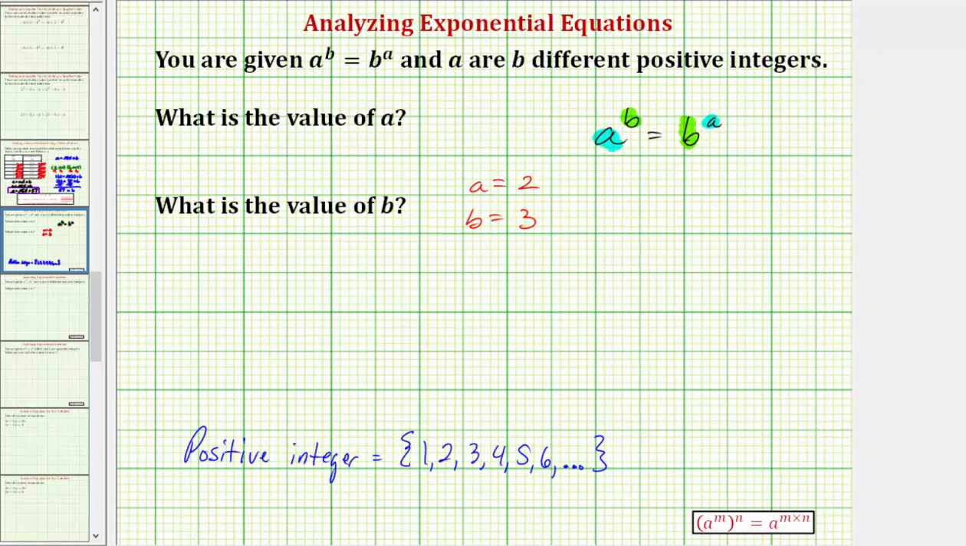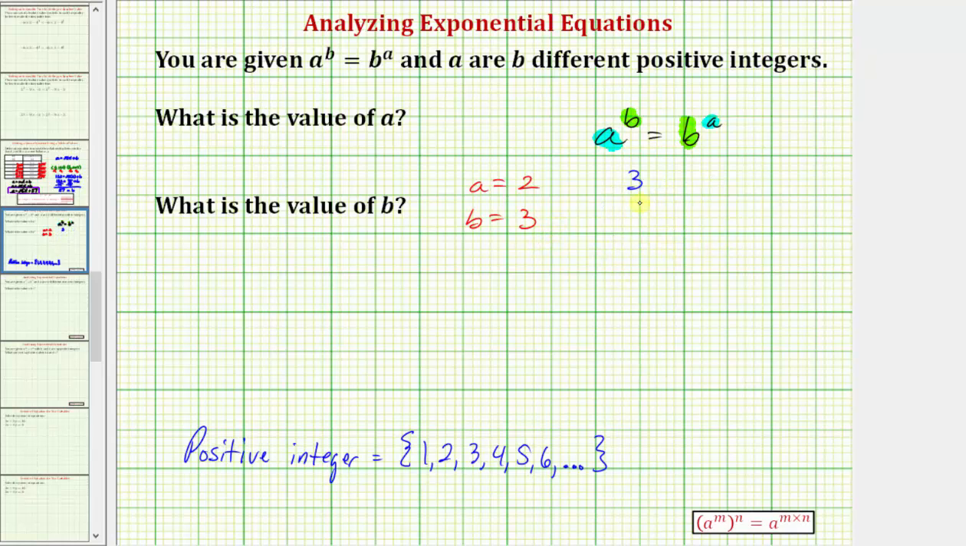So if a equals 2 and b equals 3, we'd have the equation 2 to the third equals 3 to the second, which again is also not true. 2 to the third is equal to 8. 8 does not equal 3 squared, which equals 9. Which means a equals 2 and b equals 3 again is not our solution.